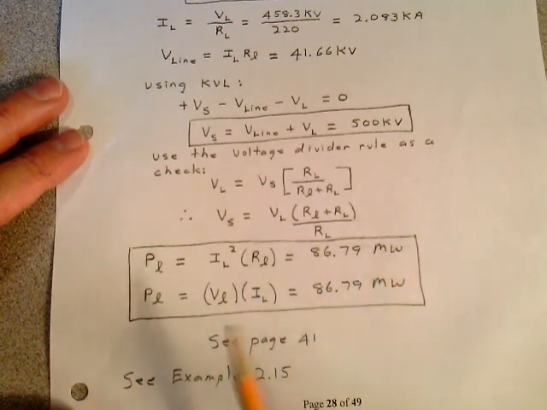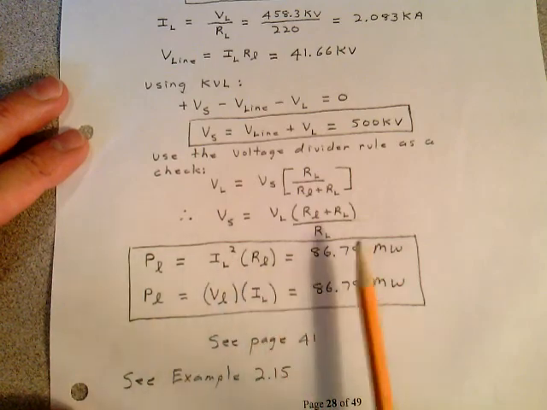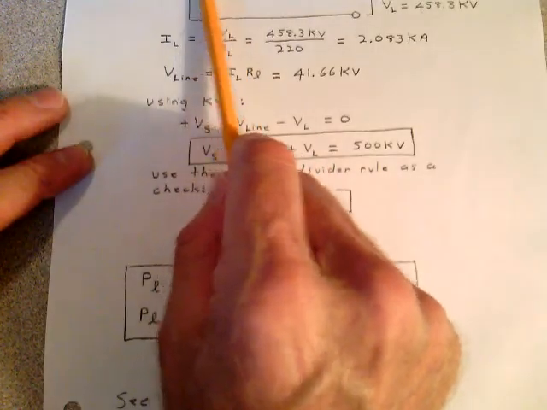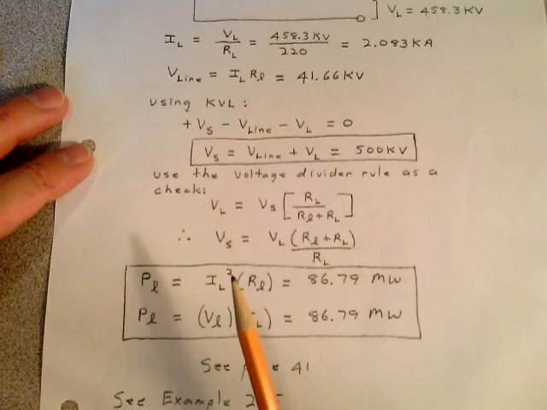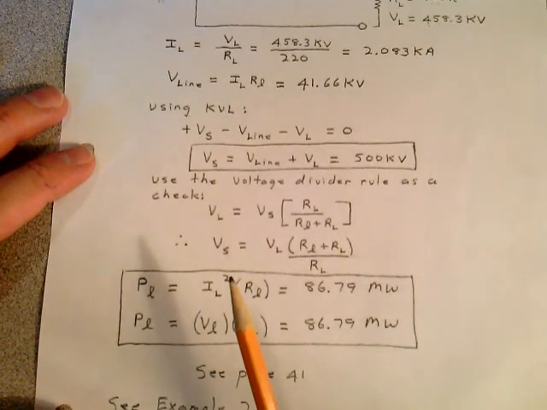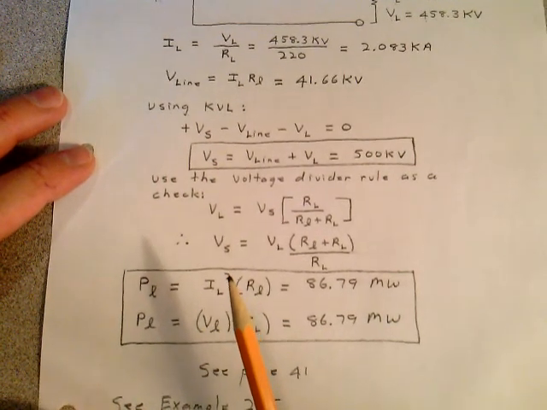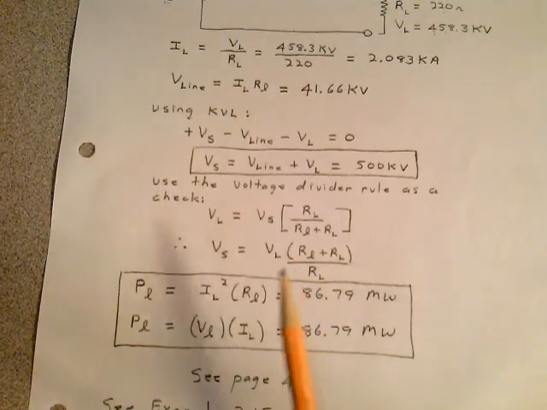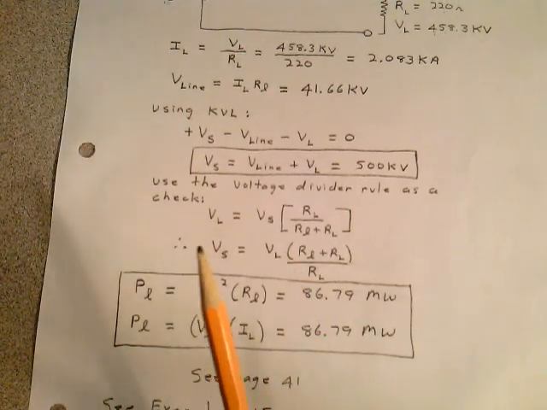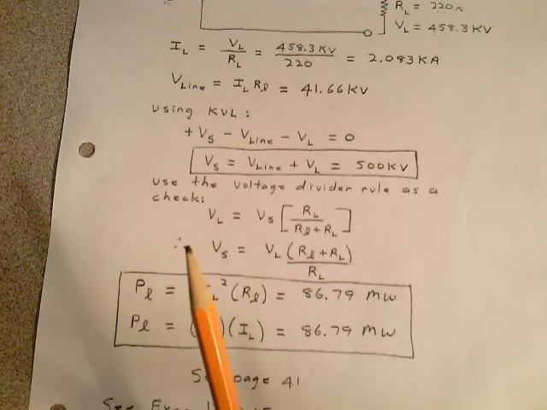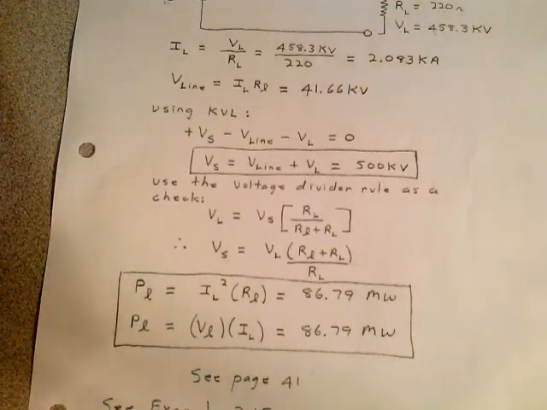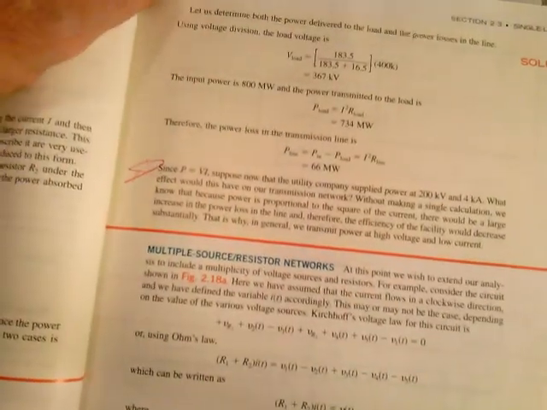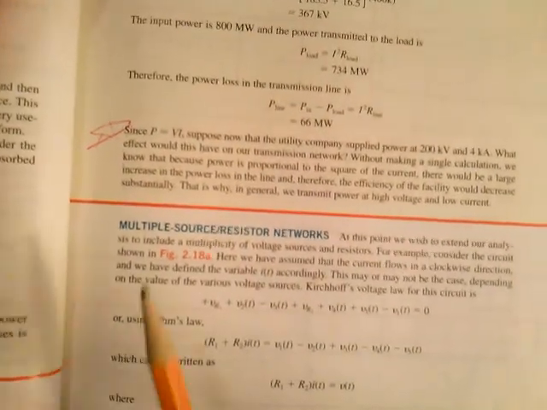86.79 megawatts of power given off in the form of heat on this 20-mile distributed line. You ever wonder why the birds are sitting on the lines in the wintertime? They're keeping warm. In any event, look at page 41. They make a good comment here on page 41.